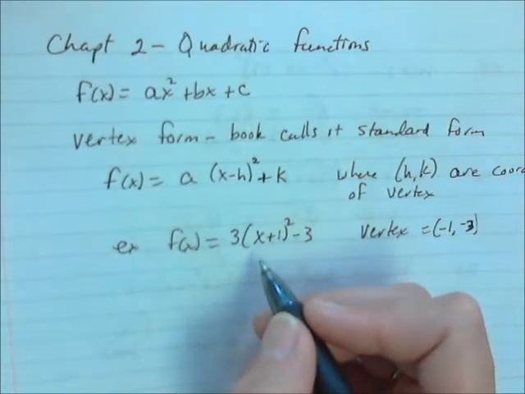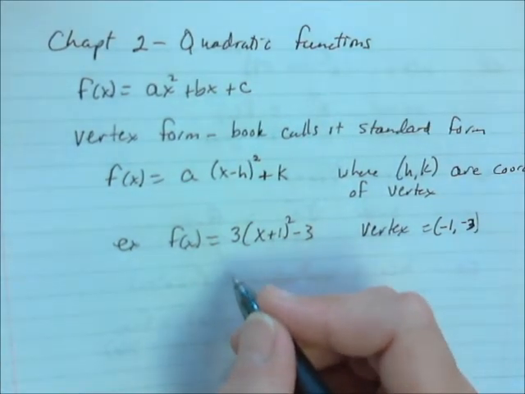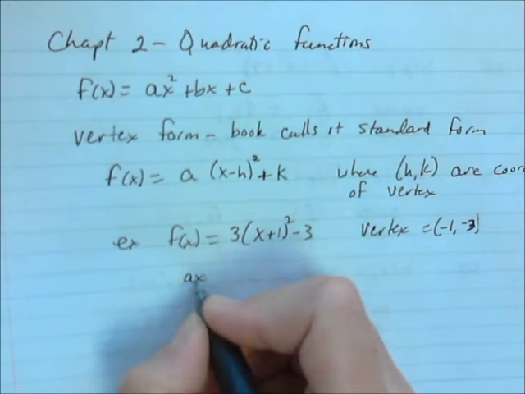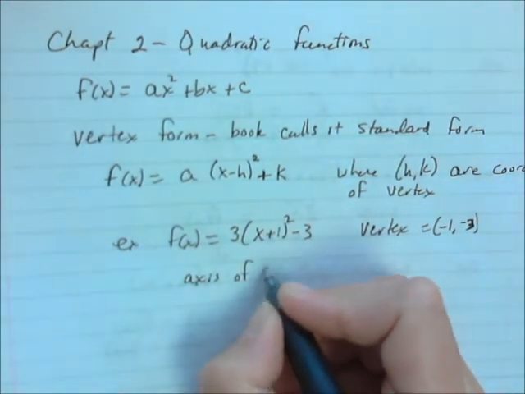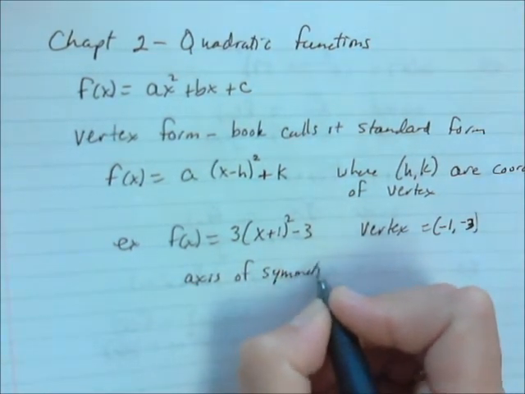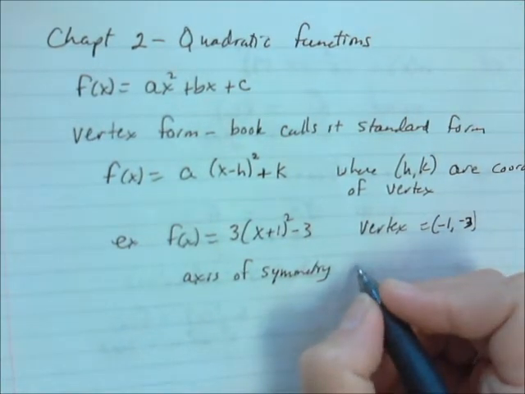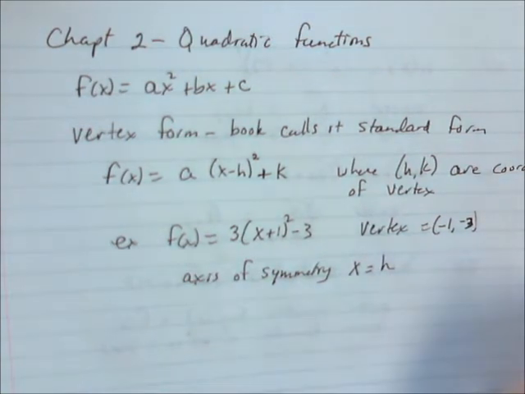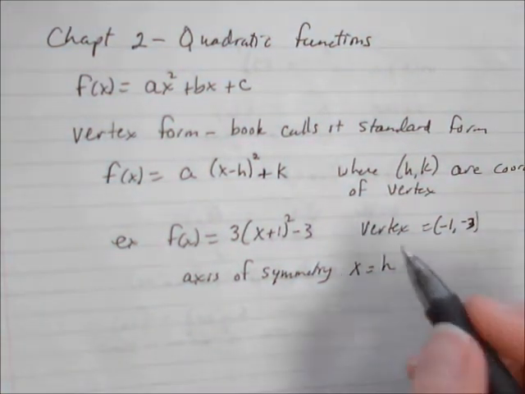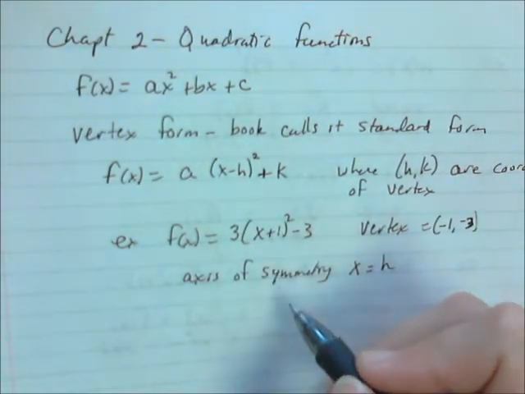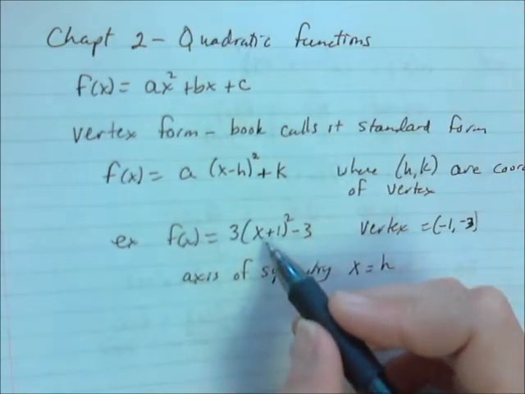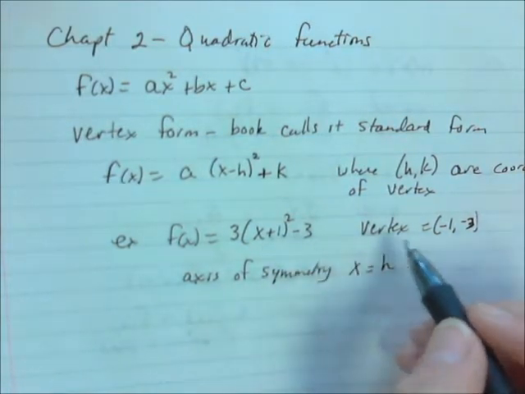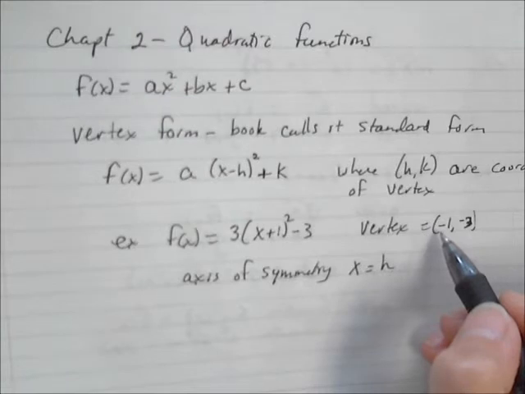The graph of a quadratic function also has an axis of symmetry, which is a vertical line, and it is x is equal to h. So in this example, the axis of symmetry is x is equal to -1, and the line x equals -1 would go right through the vertex of the parabola.